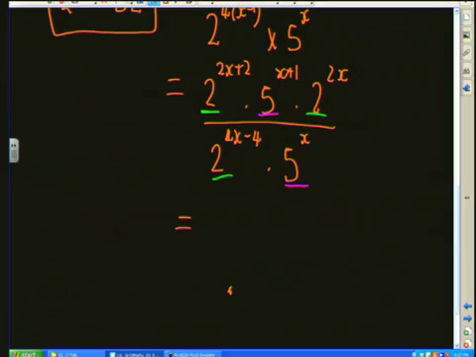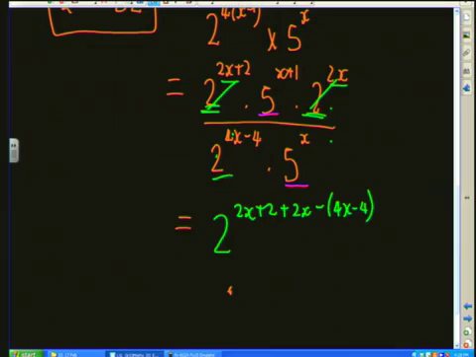So, in the numerator, I've got 2. Remember, when we multiply with the same bases, we add the powers. So I keep the base 2 and I add the powers. So I get 2 to the 2x plus 2 plus that 2x. All right, so I've taken care of those 2. Now look at the bottom here. We've still got 2 to the power 4x minus 4. When you divide with the same base, you subtract the powers. So we're going to subtract the power of 4x minus 4.